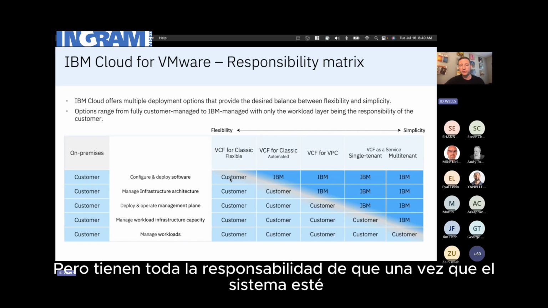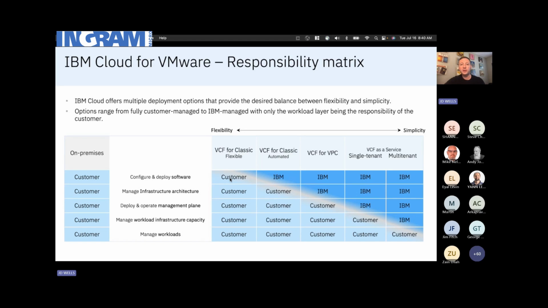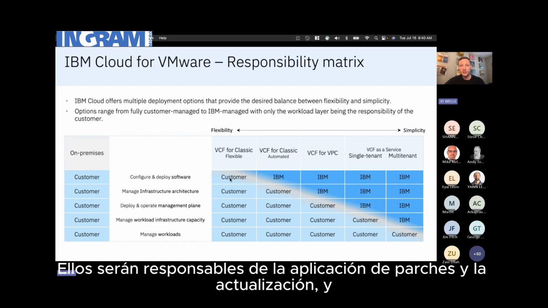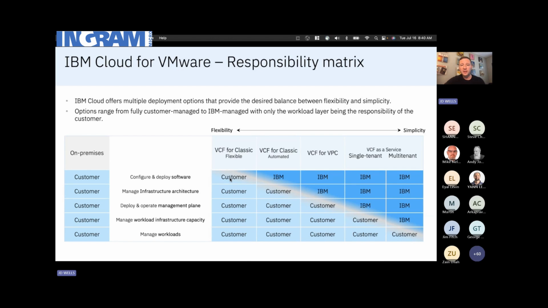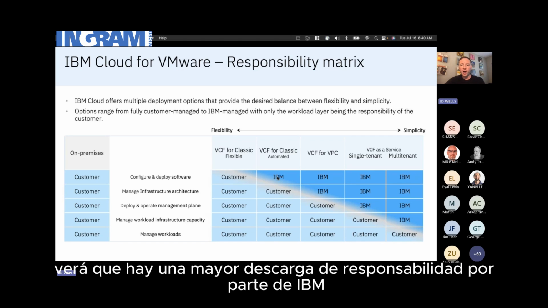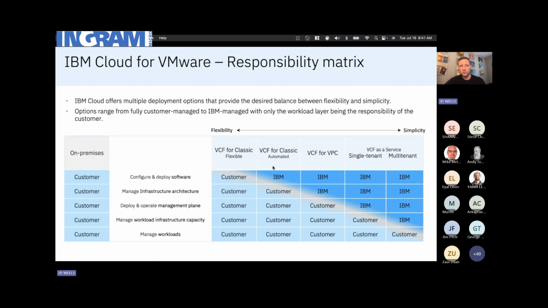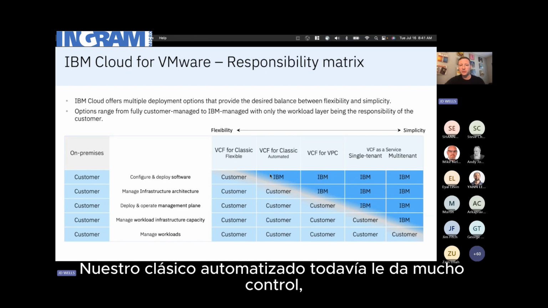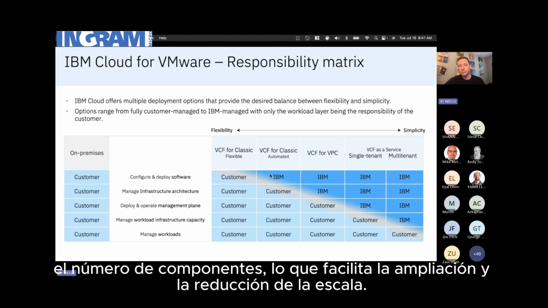But they have full responsibility that once the system is deployed, they're going to have to configure it into a cluster. They'll be responsible for the patching and the updating, and also many architecture decisions will still be their responsibility. As you move over from the left to the right, you'll see that there's more offloading of responsibility by IBM and then less responsibility for the customer as they move into these different solutions. Our automated classic still gives you a lot of control, but we're now automating the deployment of that architecture, including the number of components, making it easy to scale up and scale down.